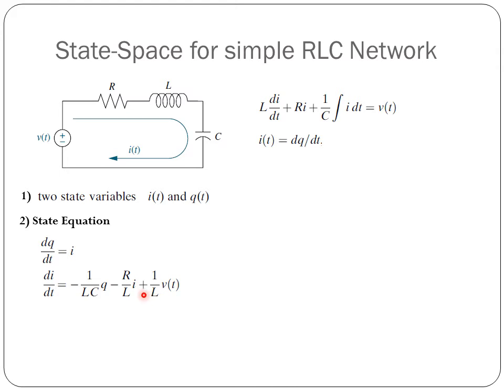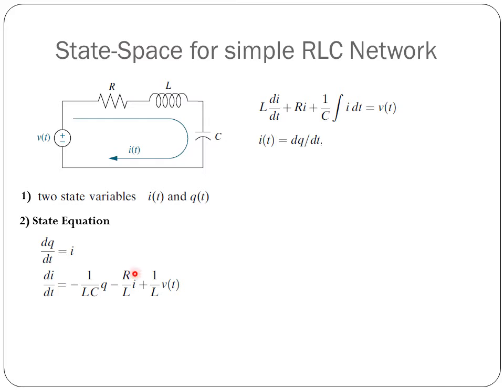Now we have to ask ourselves whether this equation contains any variable other than the state variables and input. Let's check. The first variable is Q, which is our state variable, I is our state variable, and V is our input. So it complies with our rules. If it complies with the rules of writing a state equation, then it is finished. If there is any other variable besides these, we have to rewrite or replace those variables with state variables. So this is what we have to remember.